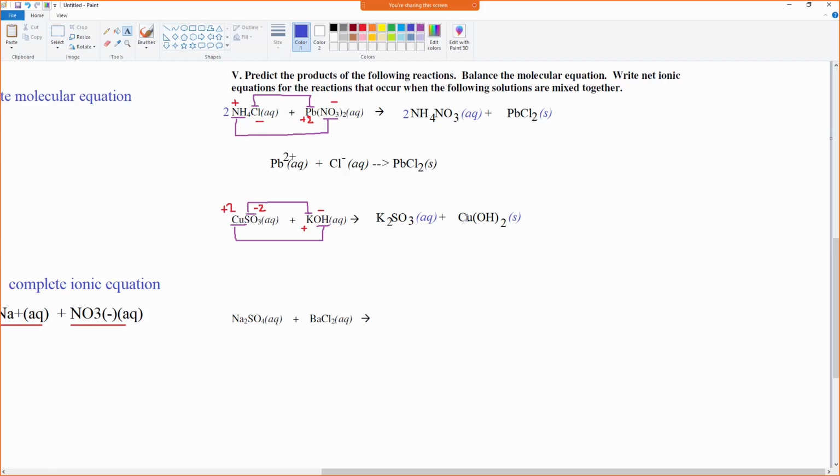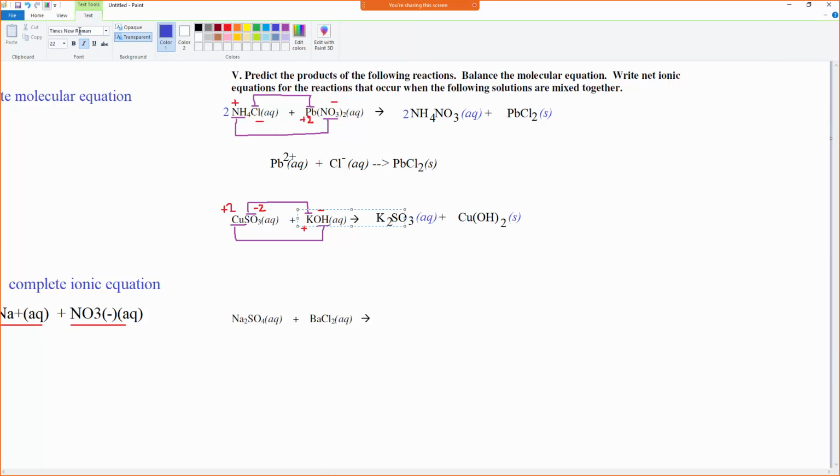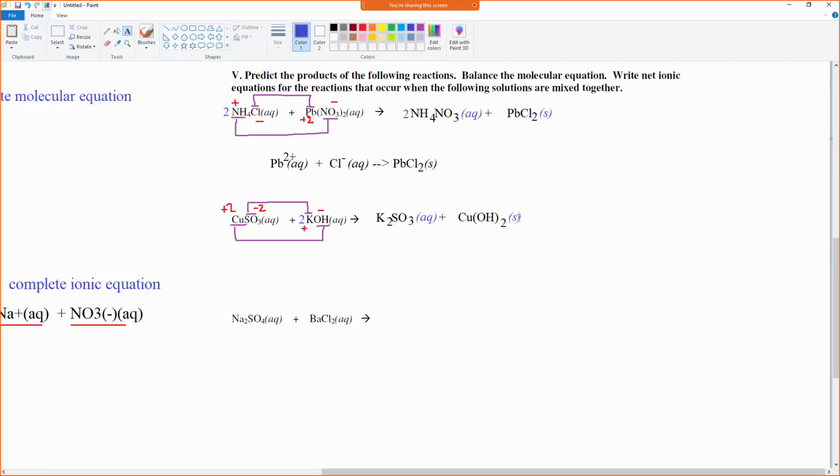Now, Erica reminds us, we have to balance this. Okay, we're not done. We'll do it. How do we balance this equation? What do we do? Perfect. We're going to need 2 KOHs. All right, so we predicted the products, including the phases as part of predicting the products. And then we balanced. So now we need to write the net ionic equation. What's that going to be?